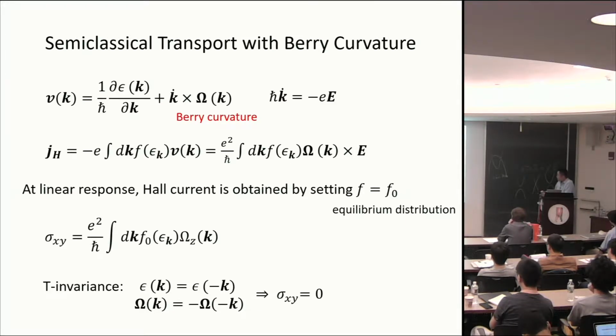Now, in systems with time reversal invariance, it is guaranteed that the energy at k and minus k are equal, so they have the same equilibrium distribution. Also, it guarantees that the Berry curvature at k and minus k are opposite. So when we look at this Hall conductivity, it has to be 0. That's why a time reversal invariant system does not have Hall conductivity at the level of linear response.